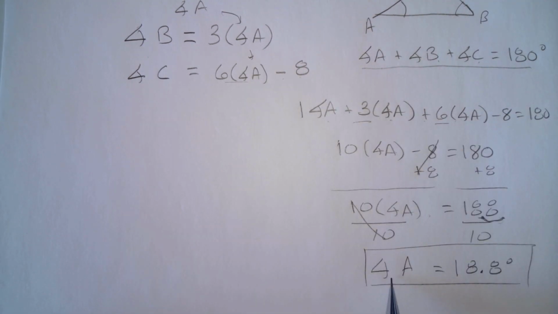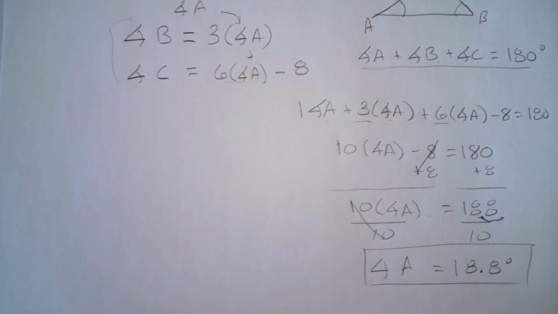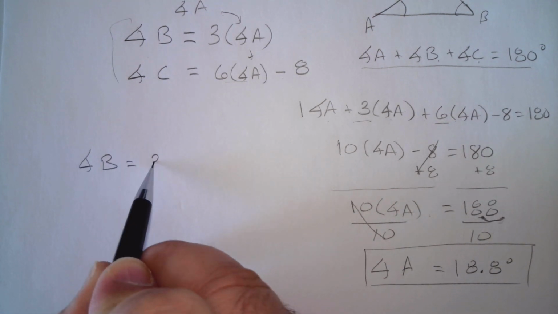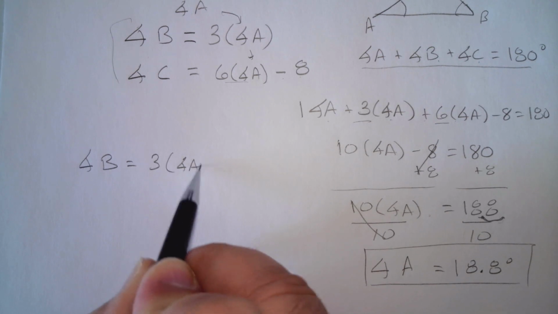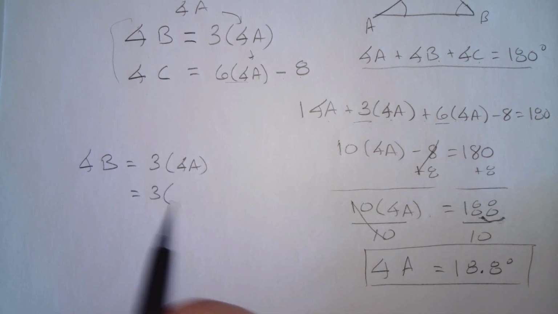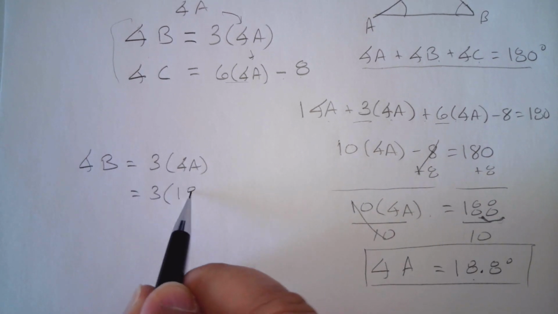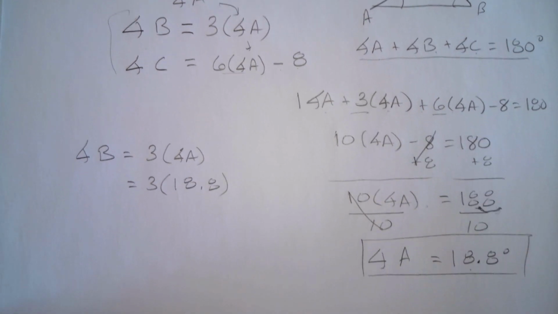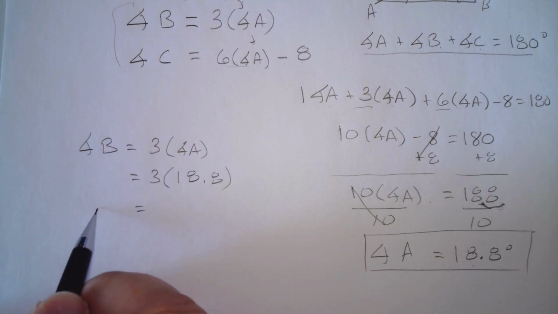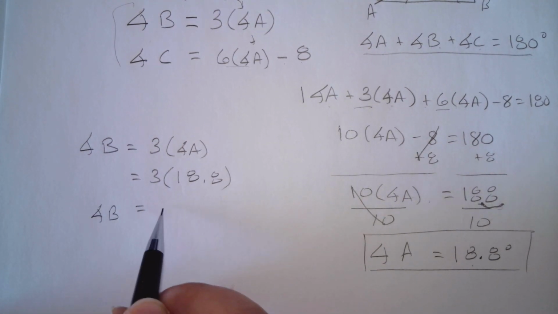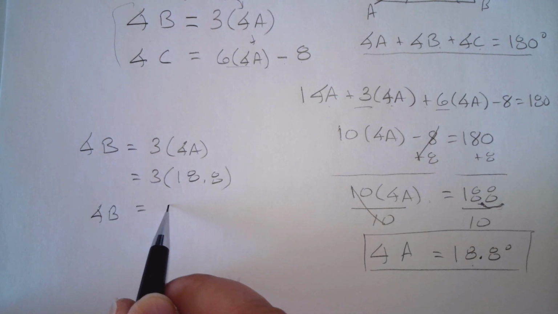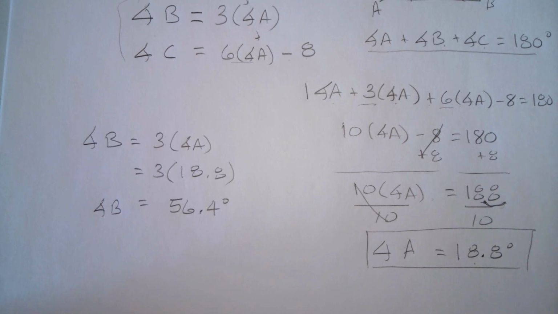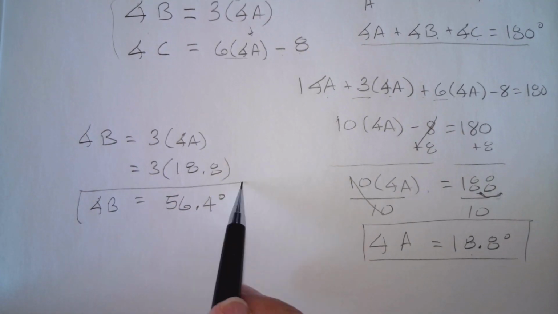Now we take this value and plug it into angle B and C. Angle B is 3 times angle A. But angle A is 18.8. So angle B is 56.4 degrees. There's angle B.